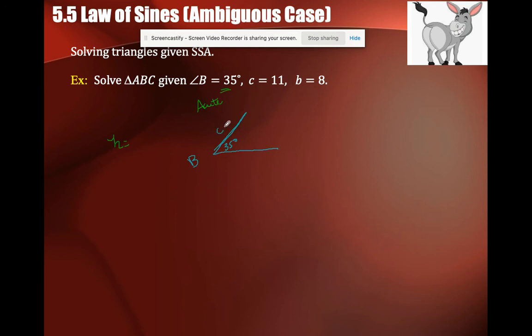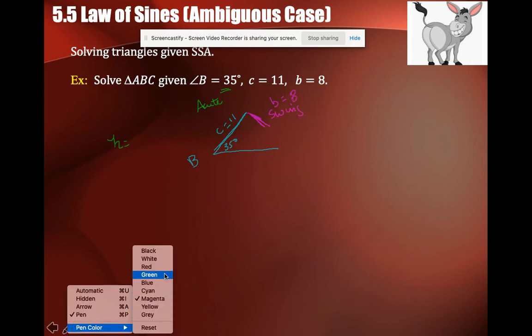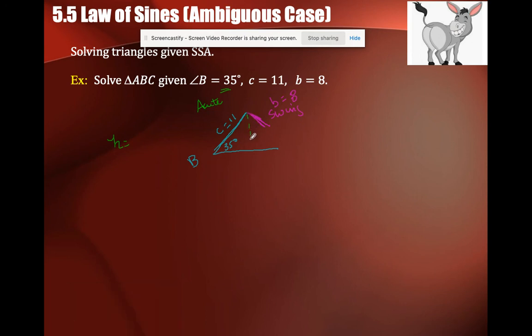The connected side is 11. And here's the swing side, and the swing side is 8. So drop that height. Create your right triangle. Your height is 11 times sine of 35 this time. I plugged that into my calculator and I got 6.3.